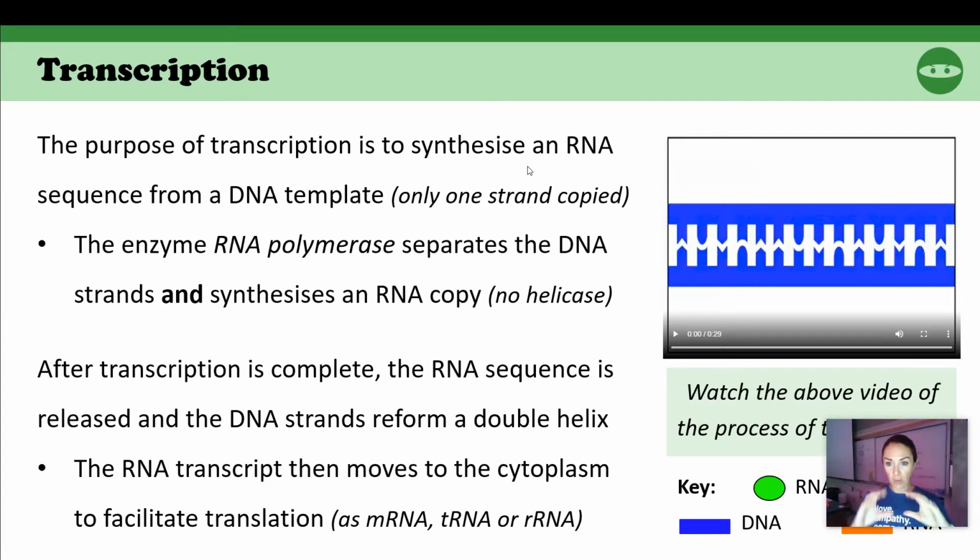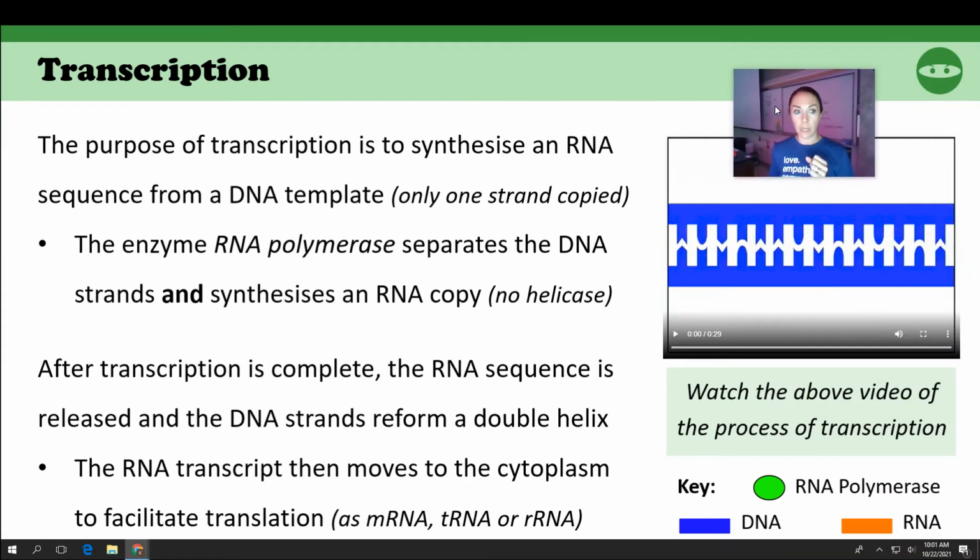So the purpose, why transcription takes place. You've got your nucleus, you've got your DNA, and all the directions are locked in the nucleus, it can't move. So there has to be some kind of mechanism to take those instructions and move them to the place where it's actually built, right? And mRNA, messenger RNA, is the vehicle in which that happens. So the point of it is to synthesize an RNA sequence from a DNA template.